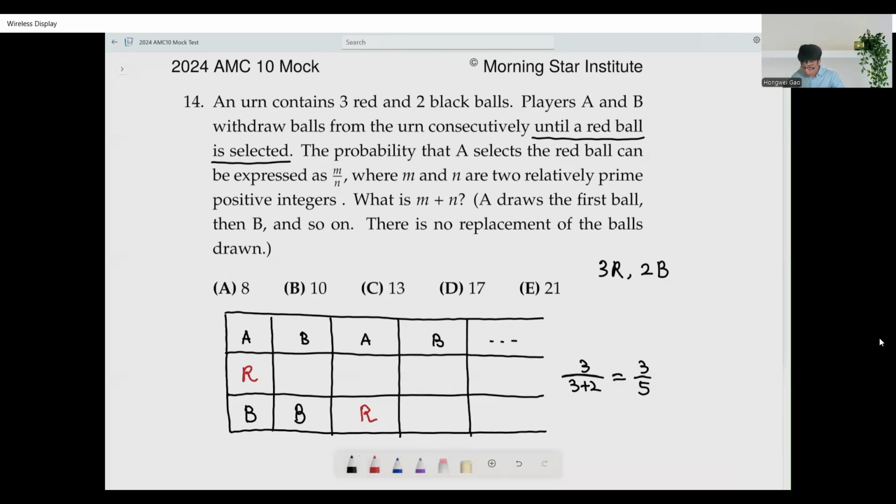In this case, we have the probability as follows. In the beginning, A selects a black ball. The probability is 2 over 5. Now after that, there's 1 black ball and 3 red balls. So for B, the probability of selecting a black ball is 1 over 4. So this corresponds to 1 over 10.